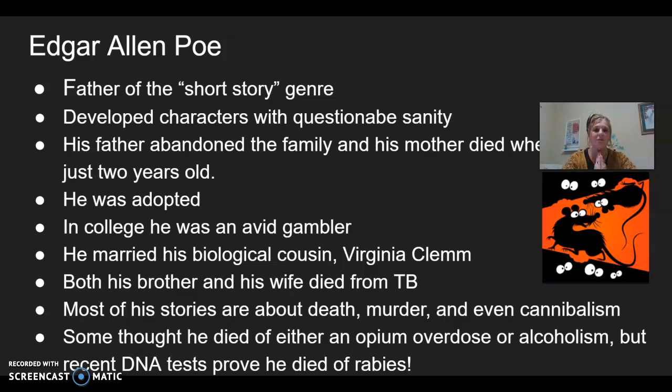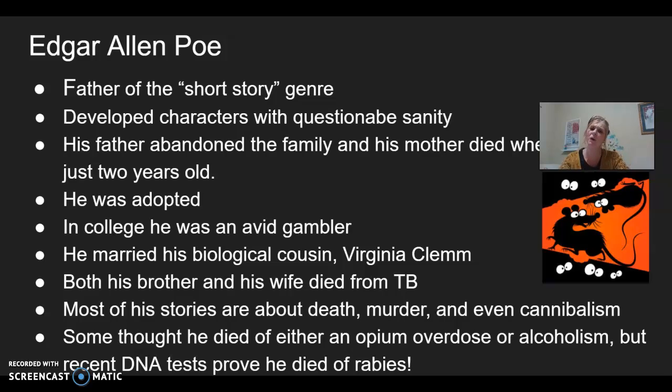The topics in almost all of his short stories deal with death and murder. They're very dark, and the characters that he creates are very sinister. And his death: many people believe he died of alcoholism. Some speculate that he died of a drug overdose. But the most recent data shows that he actually died of rabies. They looked at the DNA and they truly believe that he died of rabies.